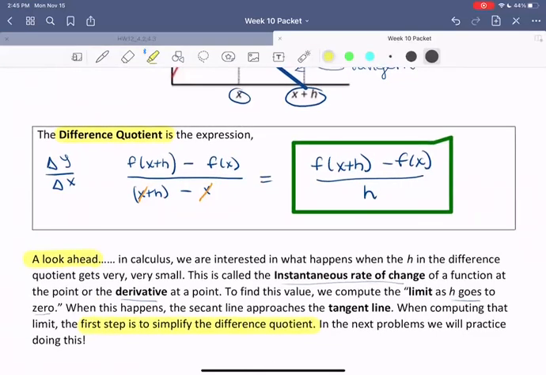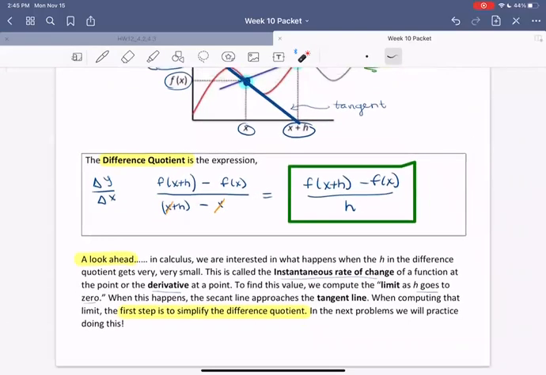Again, we won't be worrying about this part in this class, so don't worry if all of these words are new. They most likely are. But I just wanted to give us some importance and context for why we care about that difference quotient and why we want to practice simplifying it. In the next videos, we'll look at some examples of how to simplify the difference quotient with some different families of functions.